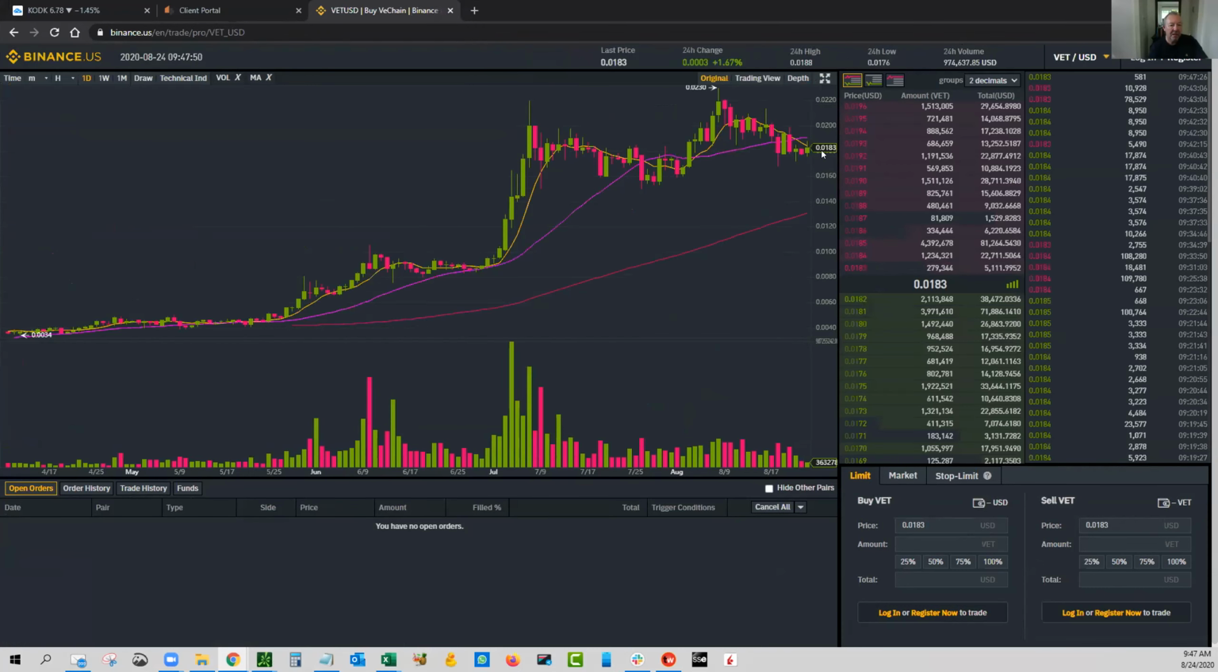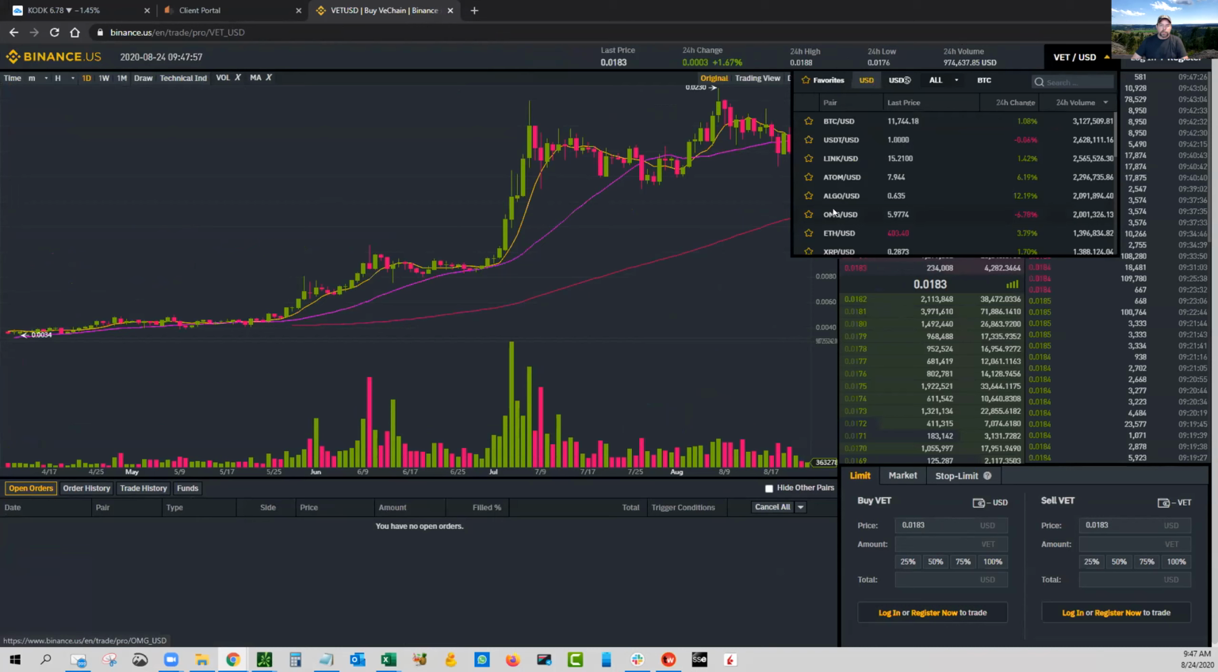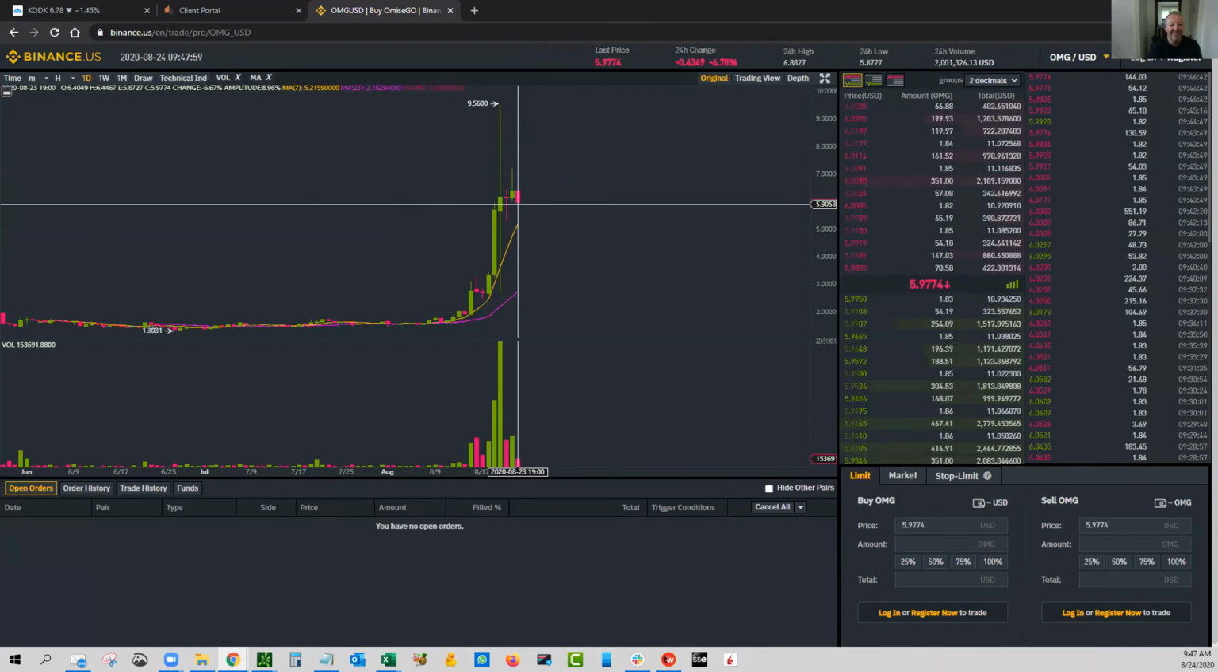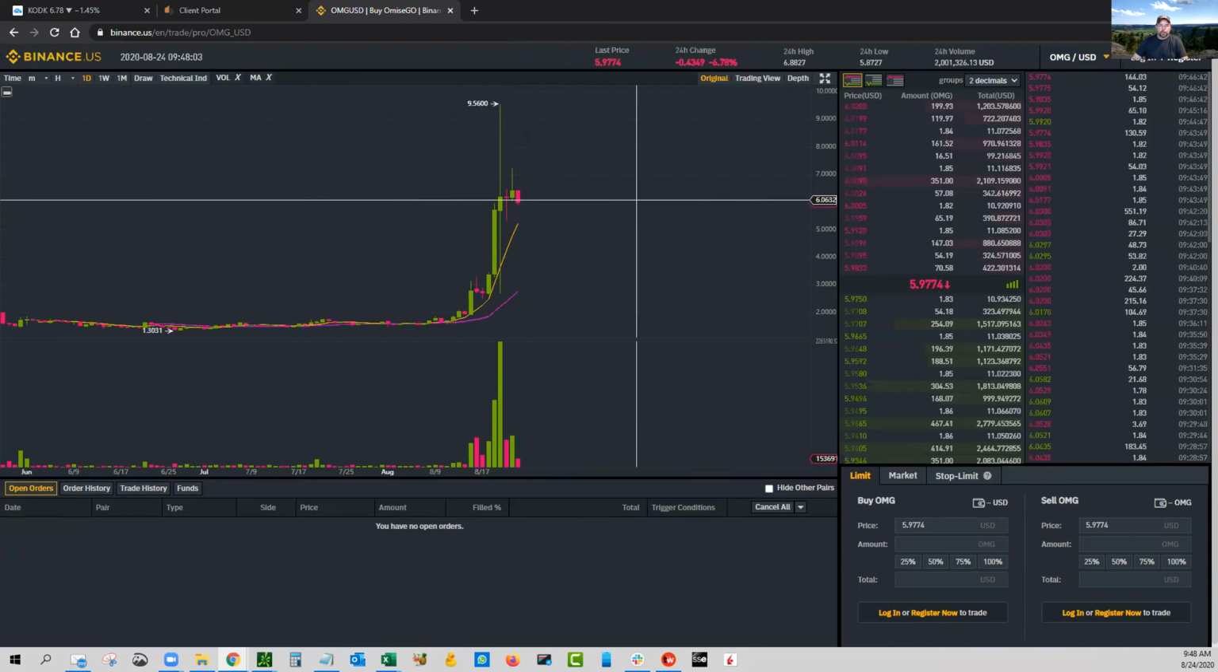It's been in a consolidation, really, going back to the beginning of July. Yep. Just because I have to look. And OMG is just holding strong now at 6. It's not OMG today.